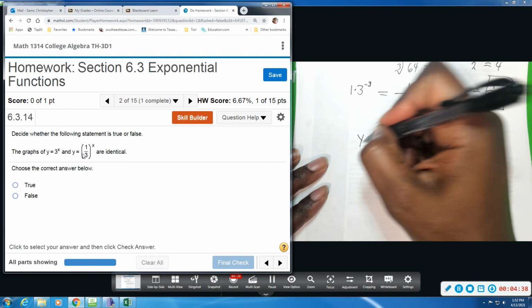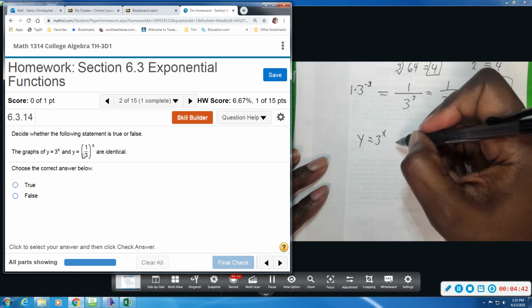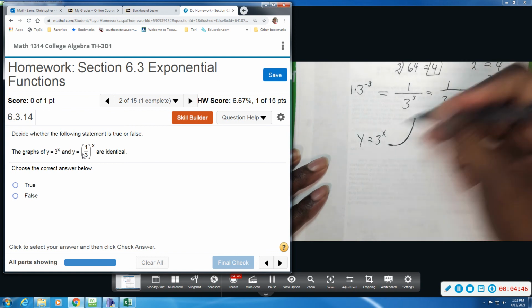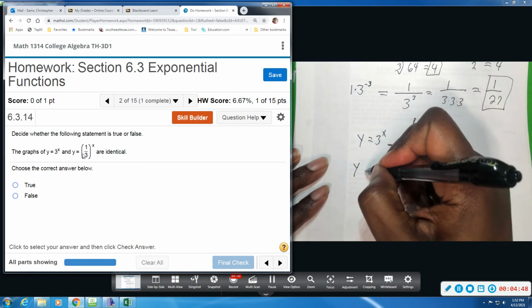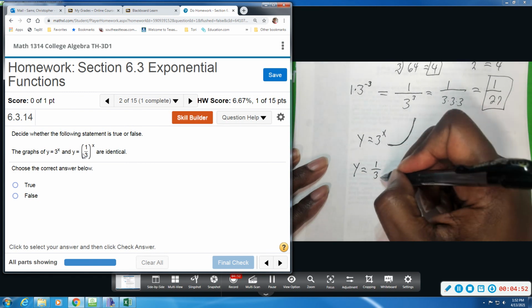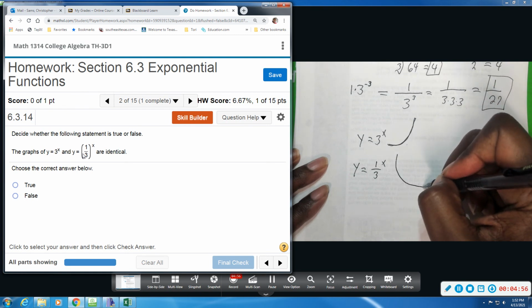If you have a number bigger than 1 right here, you're going to get exponential growth. Your graph is going to be going up. If you have some number less than 1 but still greater than 0, so it has to be positive, you're going to get exponential decay. So it's just going to flip that graph.